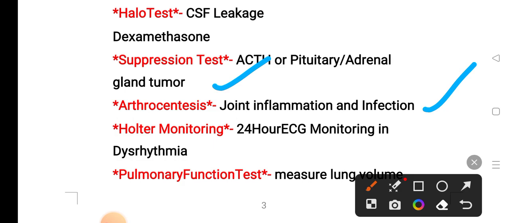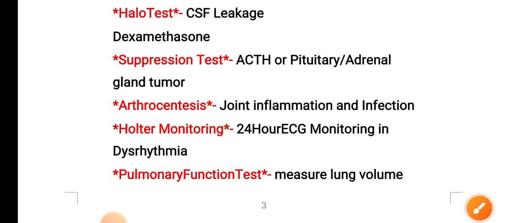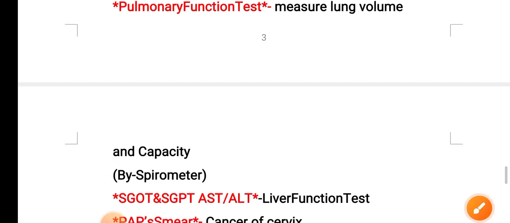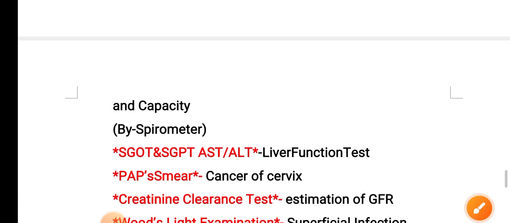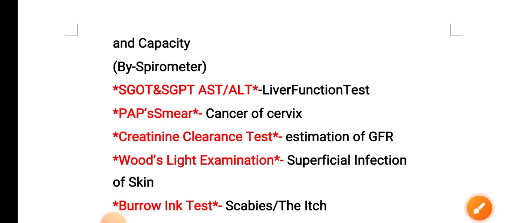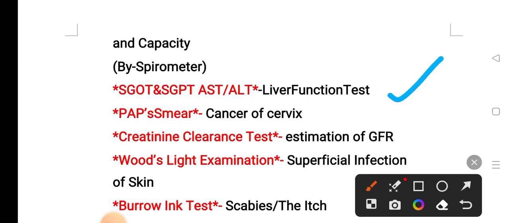Holter monitoring is 24 hours ECG monitoring in dysrhythmia. Pulmonary function test is done to measure lung volume and capacity by spirometer. SGOT and SGPT, AST or ALT, are done for liver function test. Pap smear is done for cancer of cervix. Creatinine clearance test is for estimation of GFR.